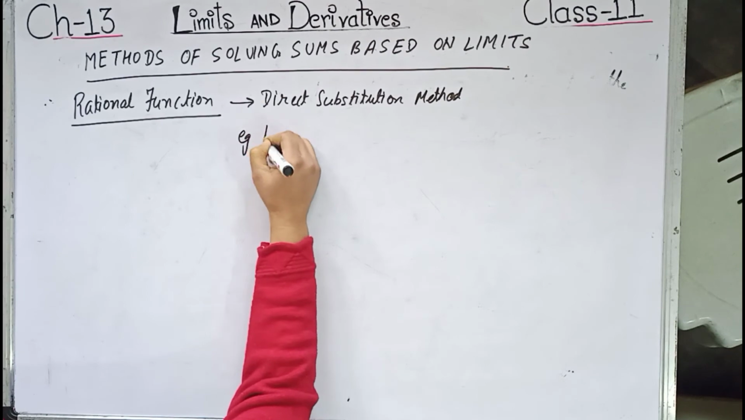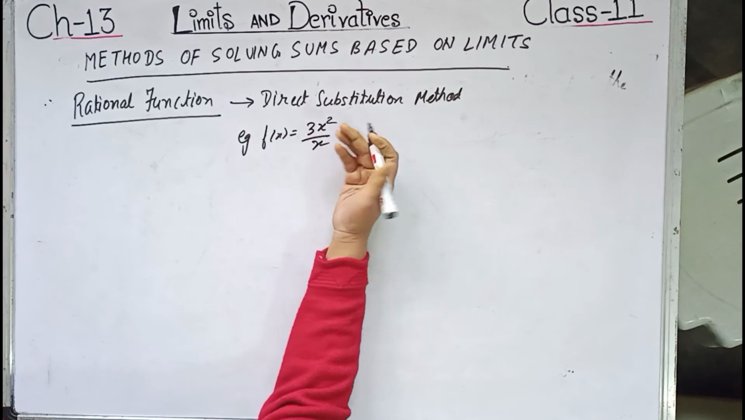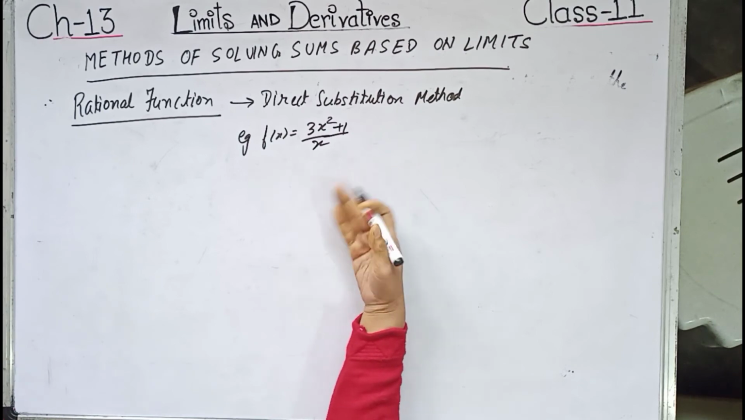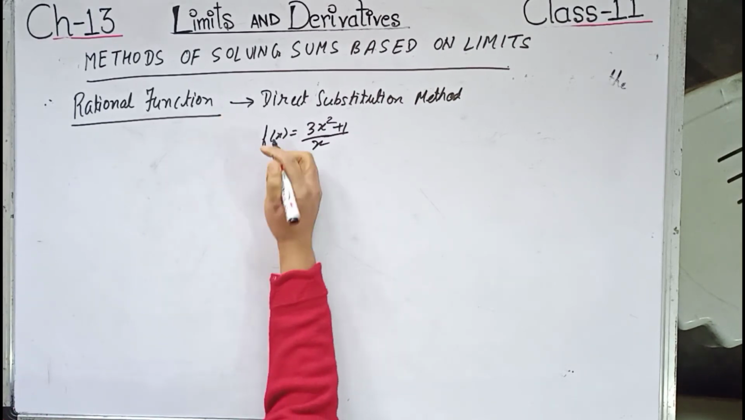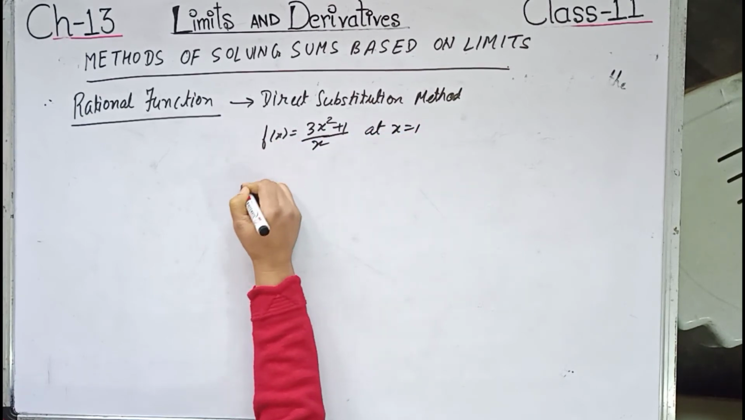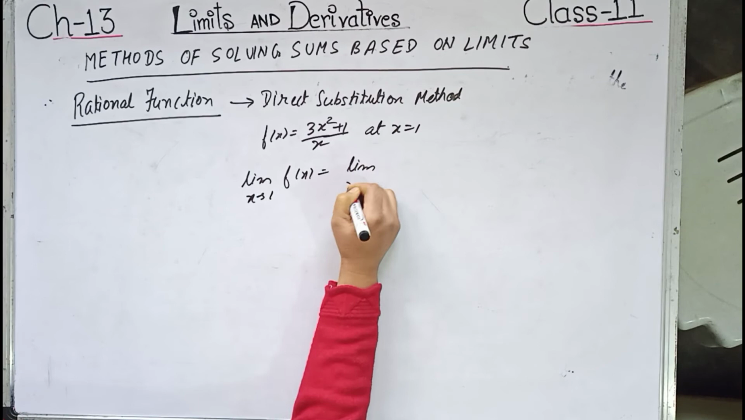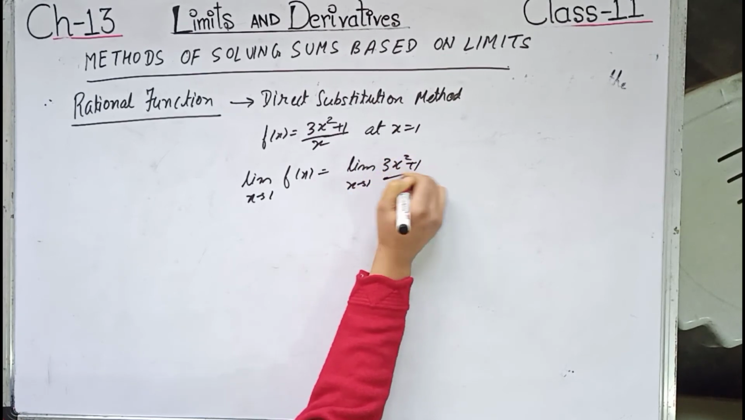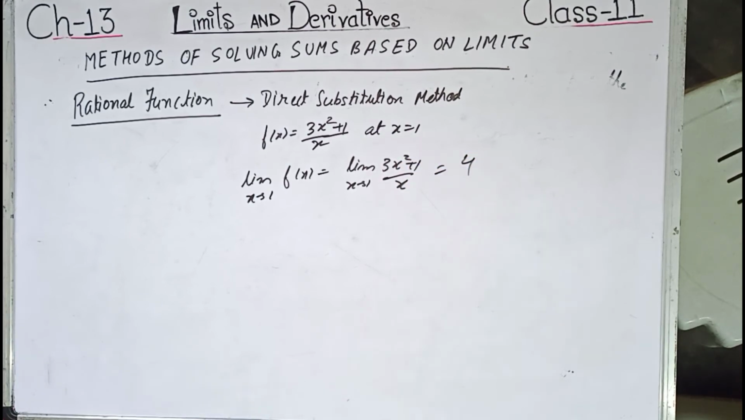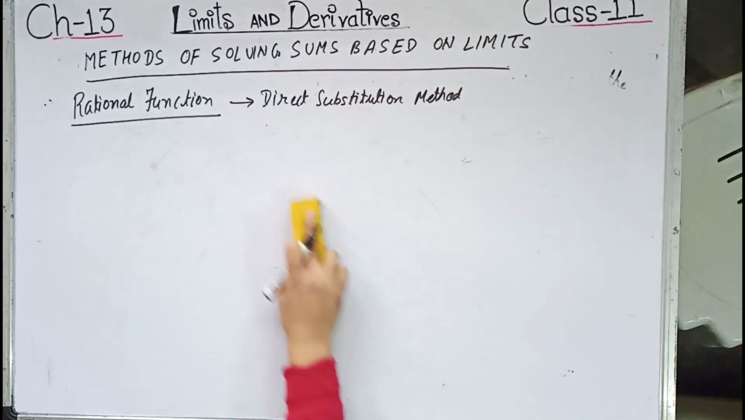So for example, a function is given, f(x) equals (3x square plus 1) by x, and the limit which we have to find is at x equals 1. So we will do limit x tending to 1 of f(x), which is simply limit x tending to 1 of (3x square plus 1) by x. So we will put the value over here. 3 plus 1 is 4, 4 by 1, that is 4 is the answer. We will be simply putting the value, direct substitution, if an indeterminate form is not coming. Okay.